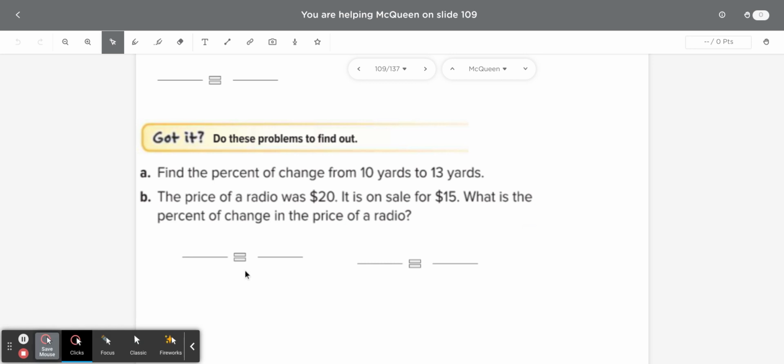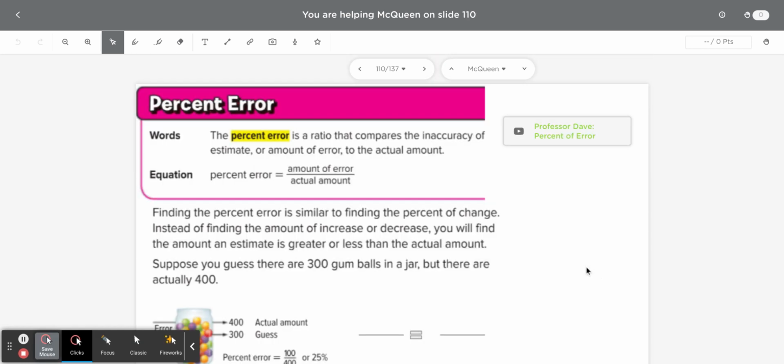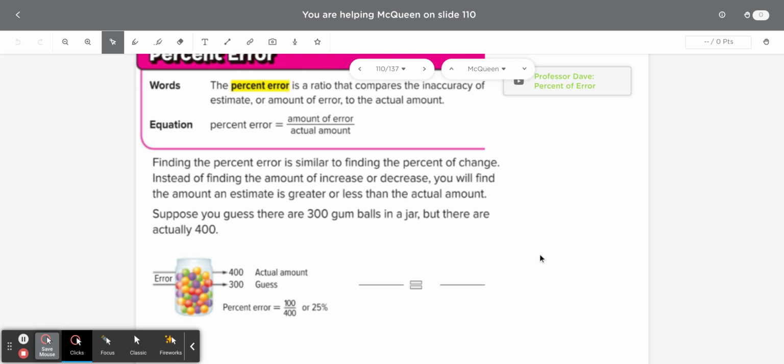Okay? All right, so let's go on to the next slide. Now, we want to know percent error. Exactly the same thing, the actual amount and then the amount of the error. So we will set up our proportion exactly like that. Notice there is an actual percent of error video here for you as well. Finding percent of error is similar to finding the percent of change. Instead of finding the amount of increase or decrease, you will find the amount an estimate is greater or less than the actual amount. Suppose you guess that there are 300 gumballs in a jar, but there are actually 400.